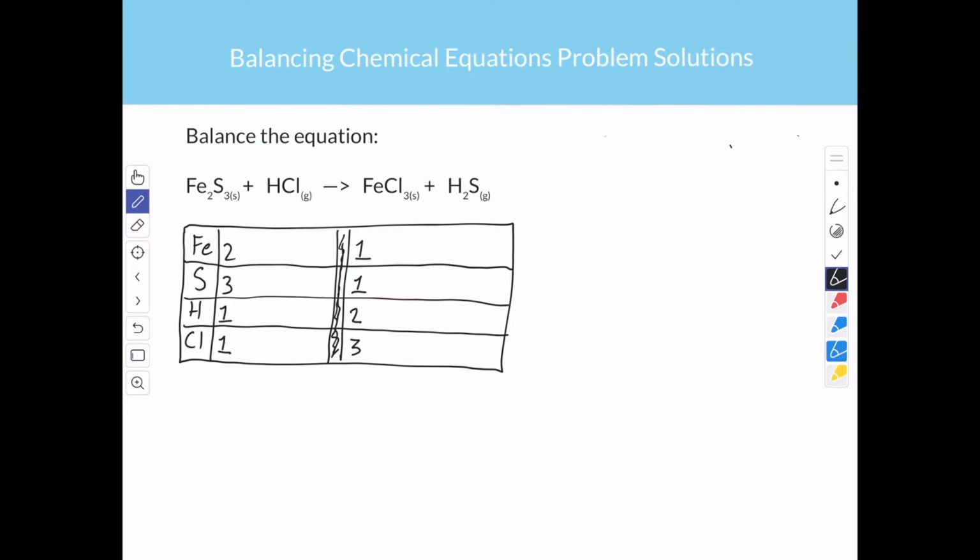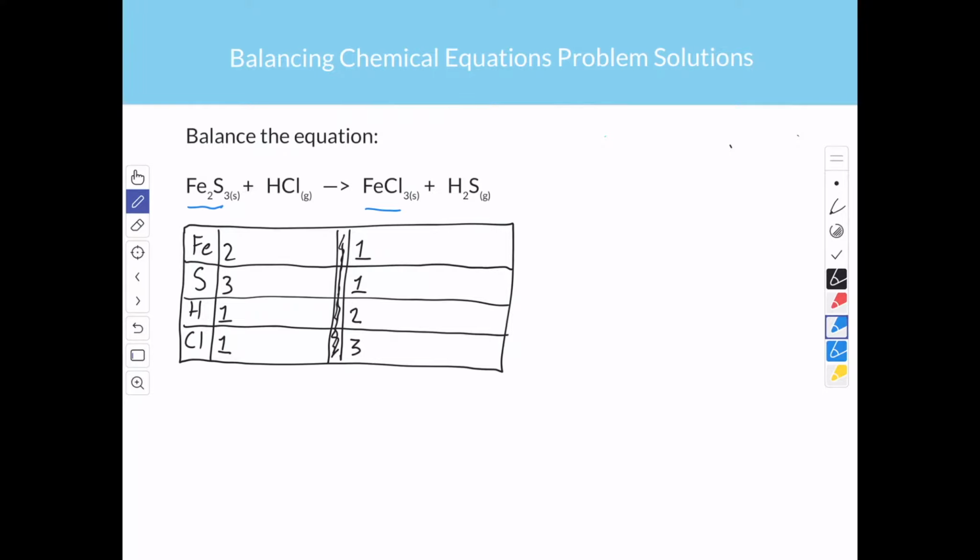We want to start off with the most complex substance. This one, you could go either way. To me, I would pick this iron sulfide here since there's 2 irons and 3 sulfurs, but you could get away with going with this one as well, I suppose. It really doesn't matter either way because you'll probably end up balancing iron first, but you should be good either way you do it. So I'm going to go with iron sulfide.